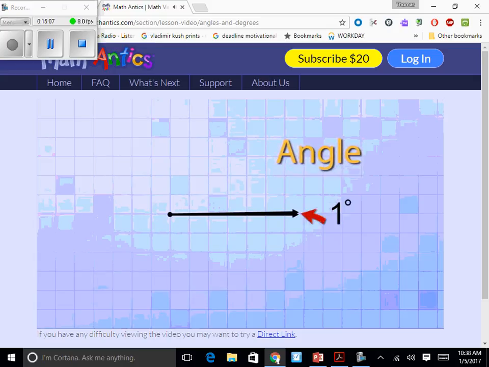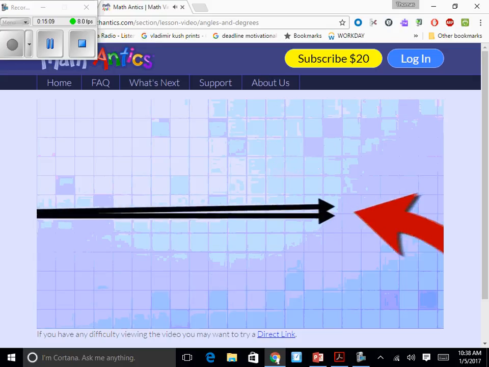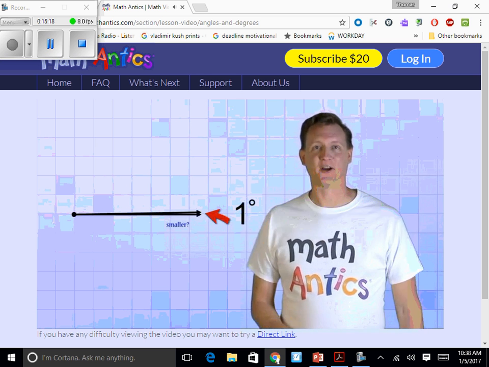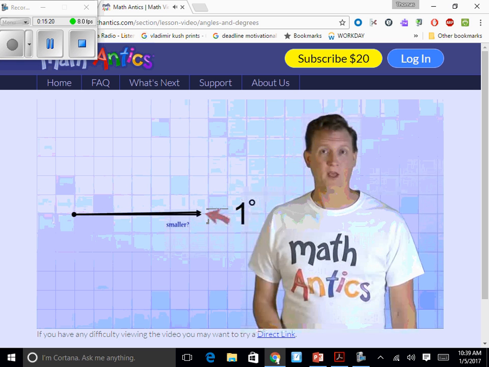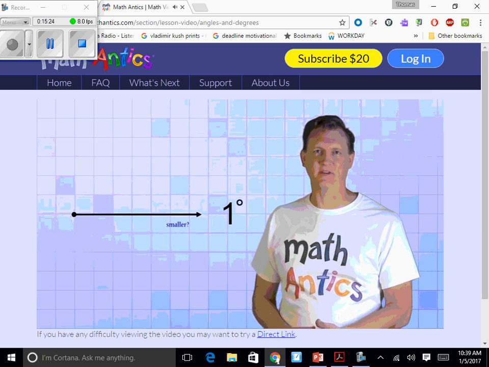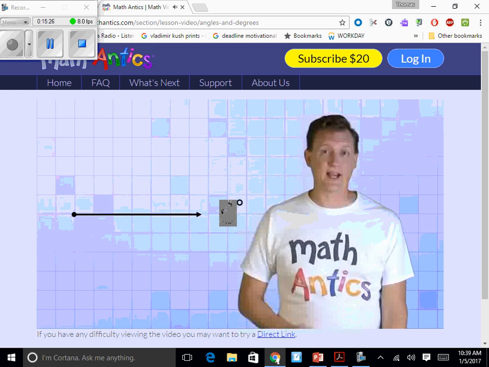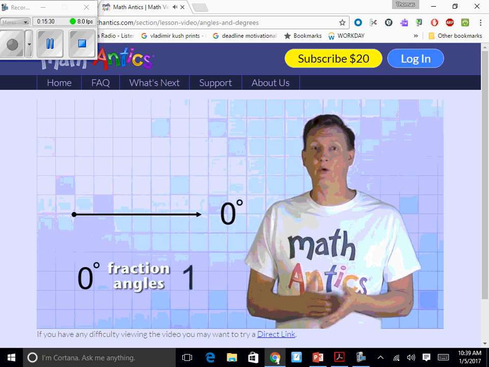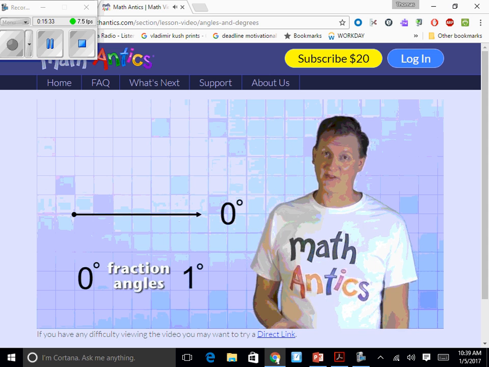In fact, you might wonder if there could be any angles smaller than 1 degree. Yep, there sure are. And we saw one just a second ago. Before we rotated our top ray, when our rays were exactly on top of each other, that was a 0 degree angle. And there's a whole range of tiny fraction angles in between 0 and 1 degree. But we aren't going to learn about them in this video. Instead, we're going to keep on rotating our top ray and watch the angle get bigger and bigger.